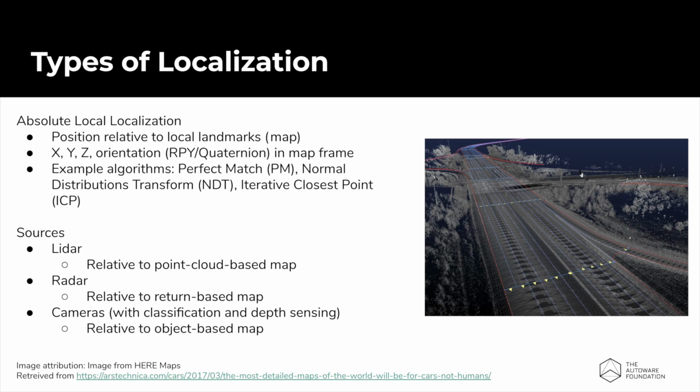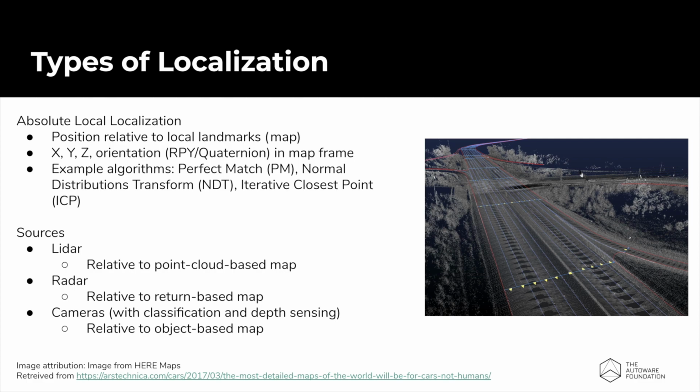Some example algorithms which will allow you to do absolute local localization using sensor data are the perfect match algorithm, the normal distribution transform NDT algorithm, which a colleague of mine will talk more about in the third part of this localization discussion, and the iterative closest point, or ICP algorithm.